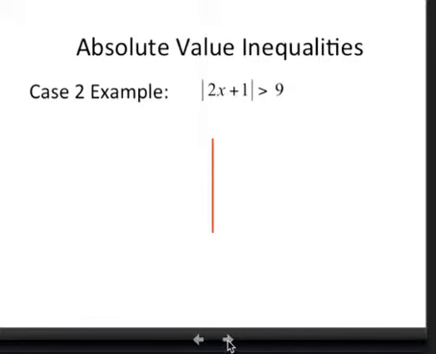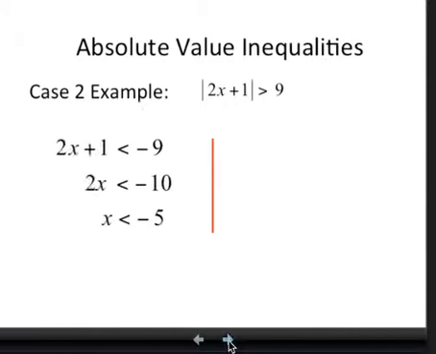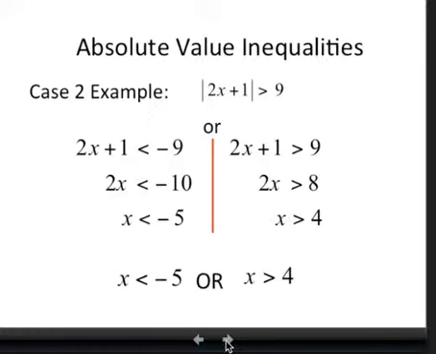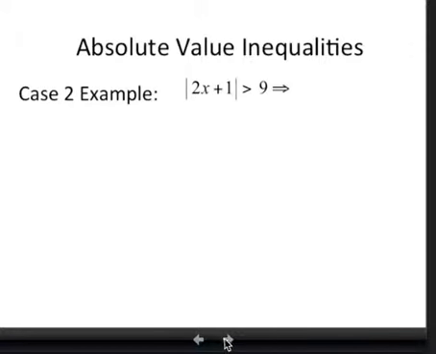So let's look at one more example. Absolute value of 2x plus 1 is greater than 9. Since it's greater, we have to use two inequalities. It's an OR. So this is the first part and this is the second solution. So x can either be less than minus 5 or x can be greater than 4.